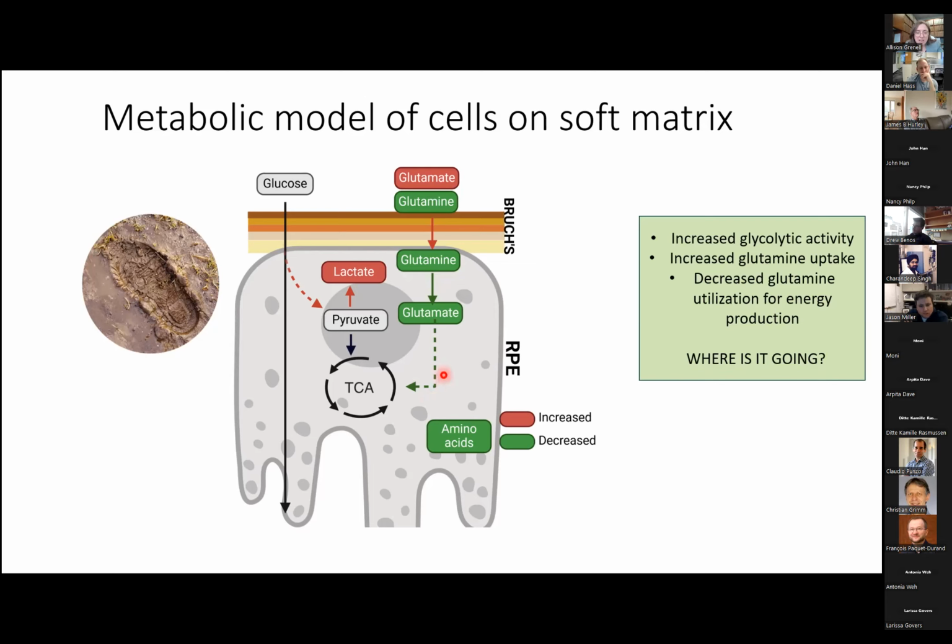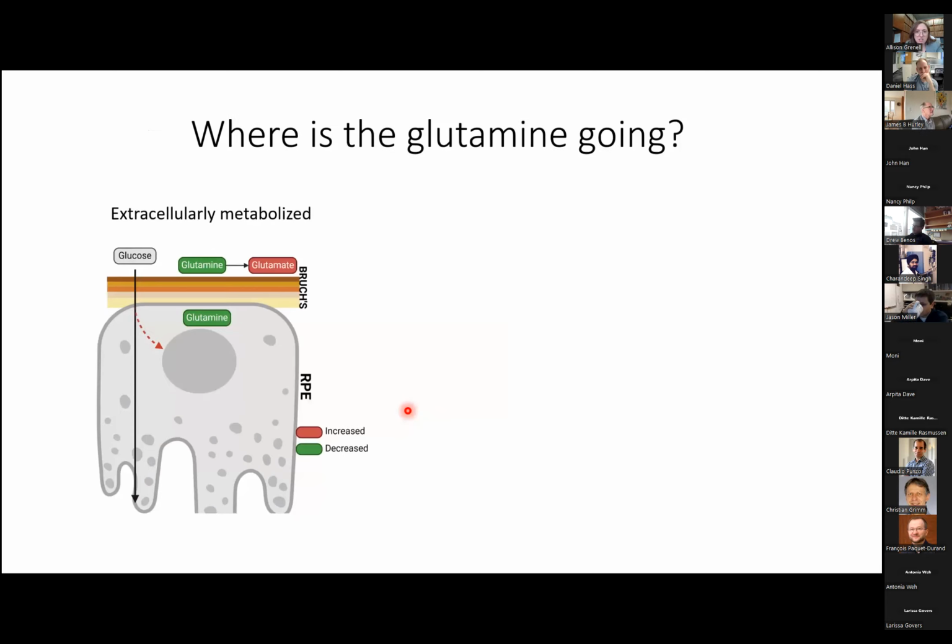So one thing that I've just been thinking over and over about is, where is this glutamine going? It's not going to proline. It's not going to the TCA cycle. Where is it going? And I've been throwing around two ideas. My first idea is, is it even getting into the cell?